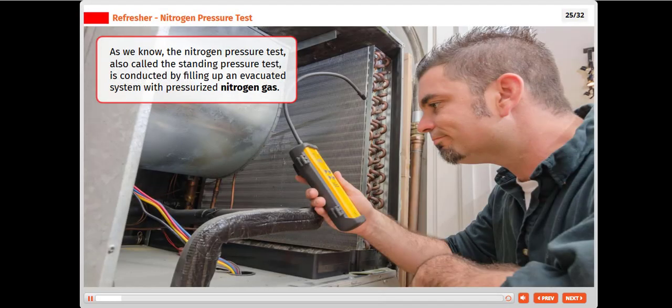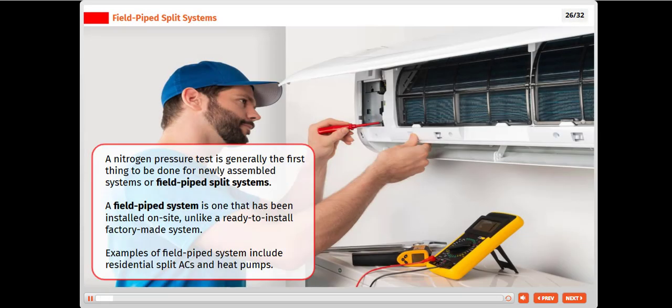As we know, the nitrogen pressure test, also called the standing pressure test, is conducted by filling up an evacuated system with pressurized nitrogen gas. A nitrogen pressure test is generally the first thing to be done for newly assembled systems or field pipe split systems. A field pipe system is one that has been installed on-site, unlike a ready-to-install factory-made system. Examples of field pipe systems include residential split ACs and heat pumps.